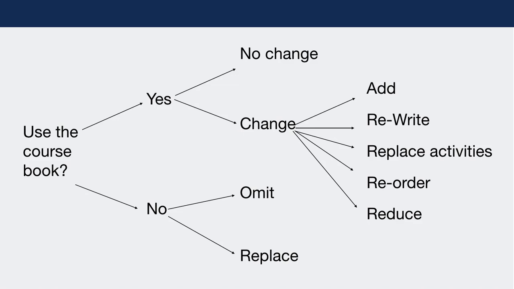You can also reorder the activities. You don't have to necessarily start from point A. You could do B and then A and then C. And you can reduce as well. Sometimes there's just too much content. You're never going to get through all of it in the course book, so you just reduce what you're teaching. If you're not going to use the course book, then you just simply omit it, or you replace it with something else.